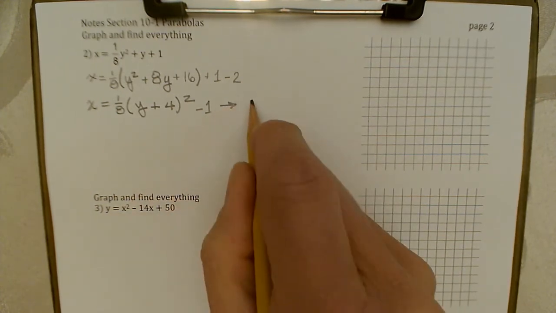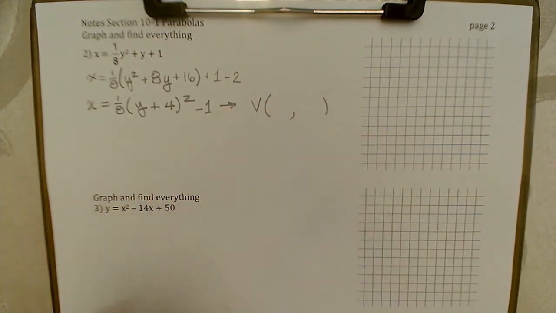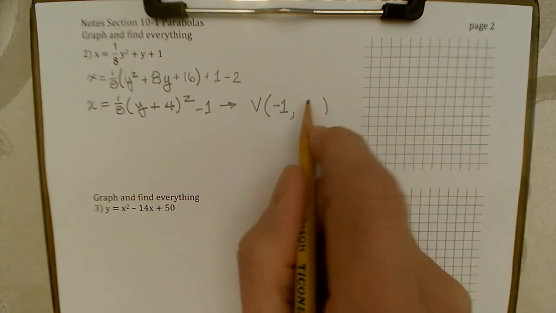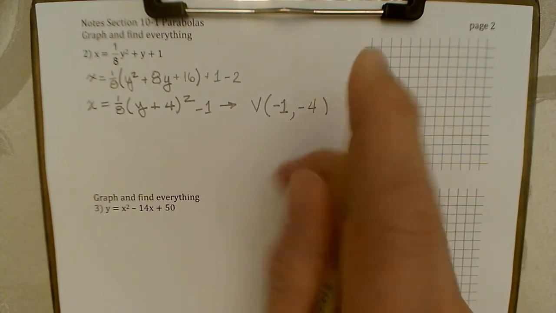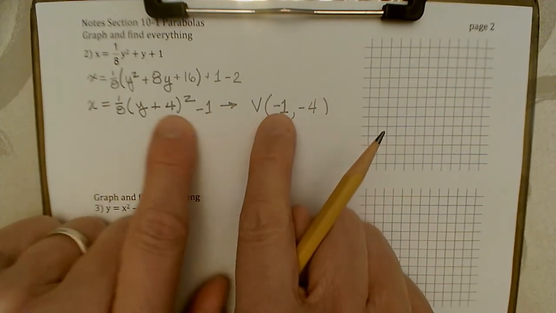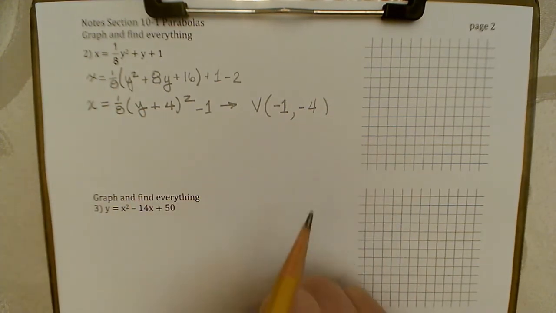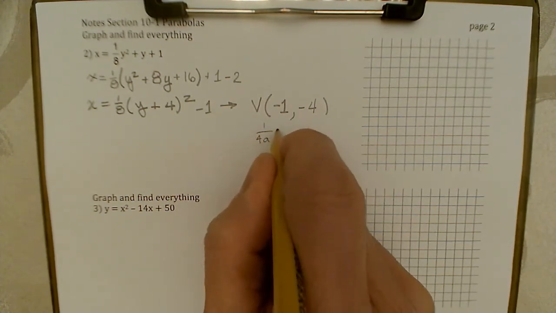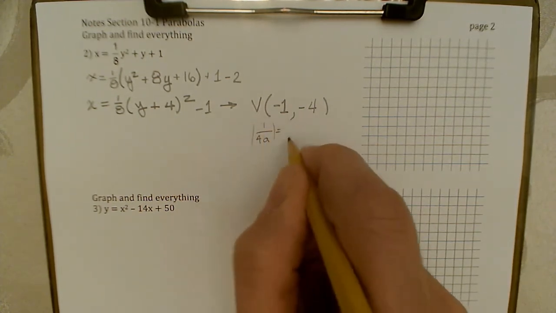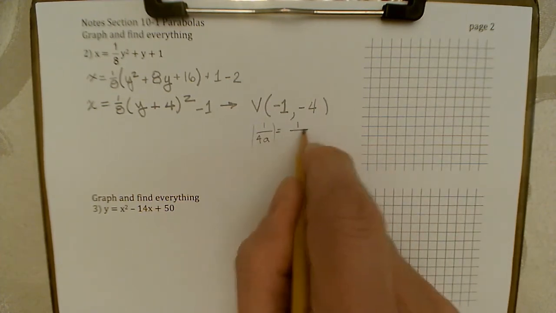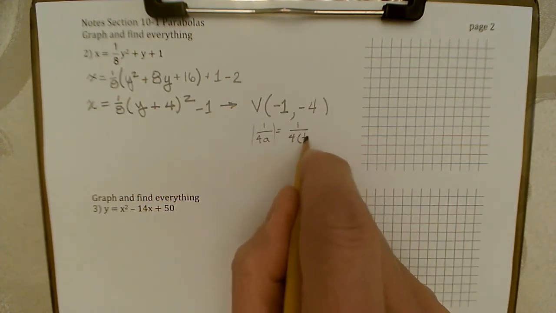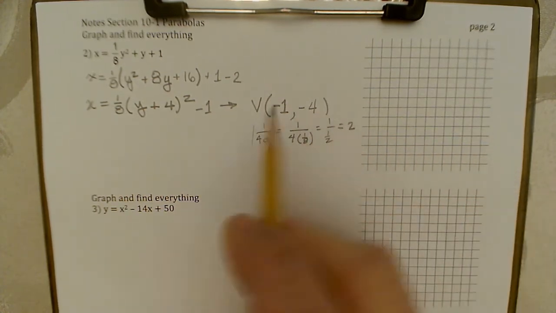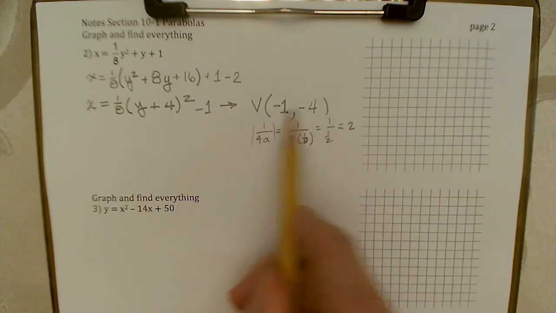So that gives us a vertex. Be careful, what is the vertex? The vertex is going to be -1, comma, -4. So this is the h, this is the opposite of k. Okay. So we then have to think about what's 1 over 4a, or the absolute value really of 1 over 4a. So that's 1 over 4 times 1/8, which is 1 over 1/2, which is 2. So that means the focus is 2 away from the vertex.